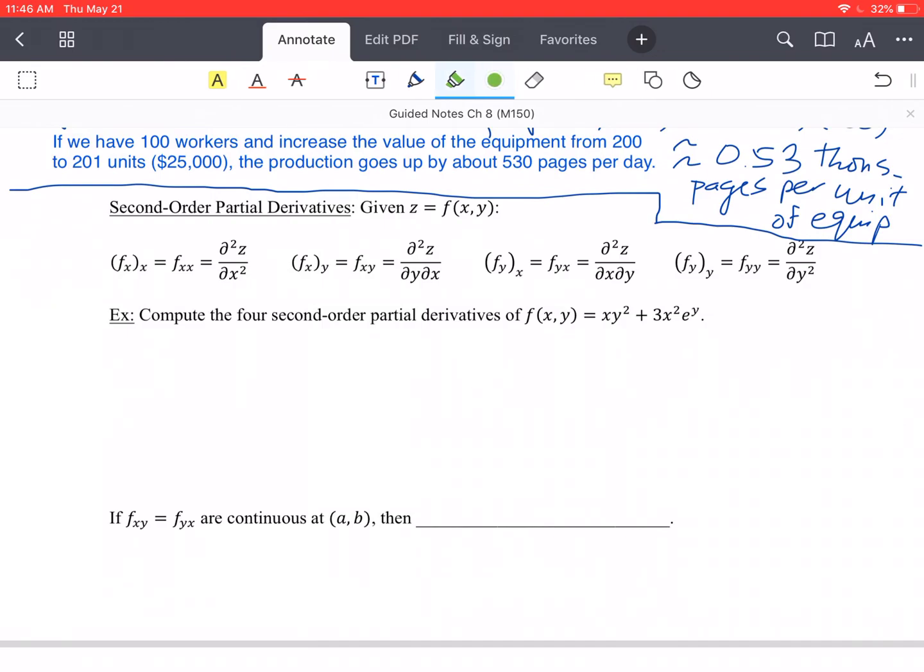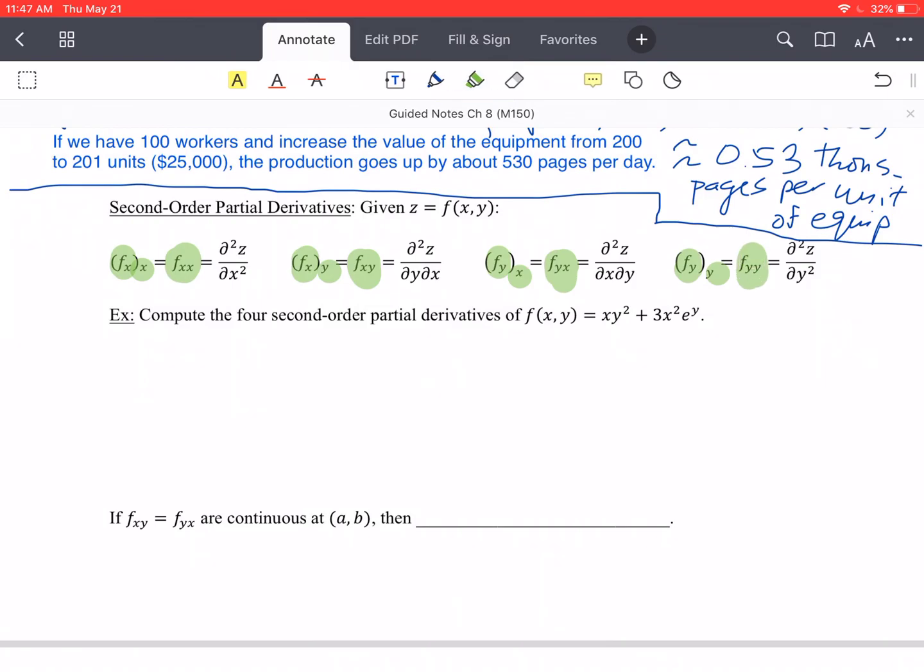So if we take the derivative with respect to x and then x again, that we write fxx. Or you can take the derivative with respect to x and then y, that's fxy. Or if you take the derivative with respect to y and then again with respect to x, that's fyx. Or if you take the derivative with respect to y and then again with y, that is fyy. So those are the 4 second order partial derivatives.